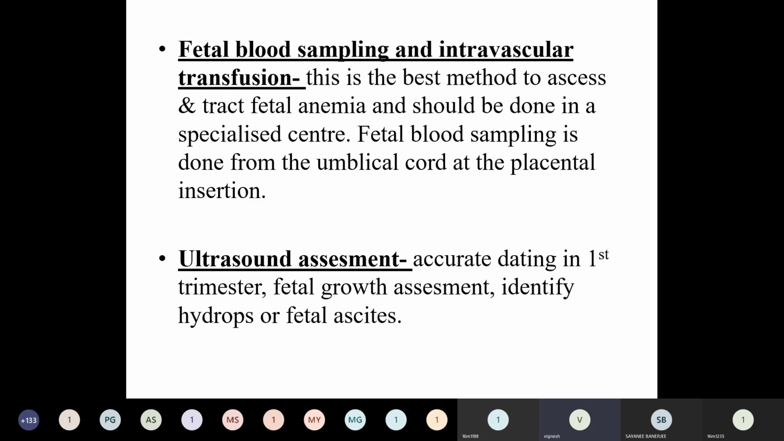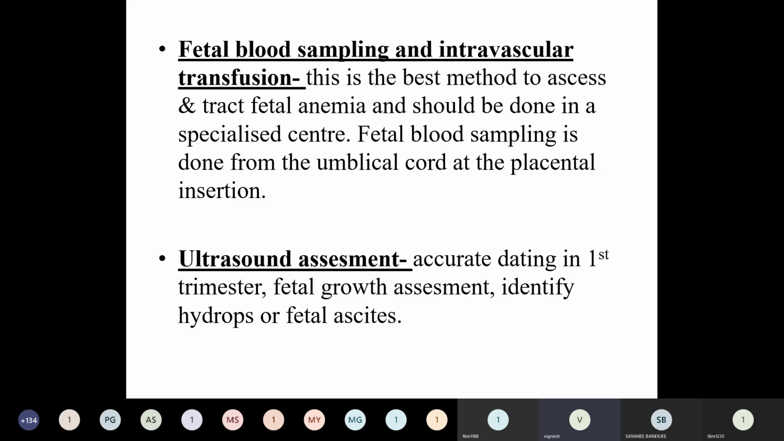Fetal blood sampling and intravascular transfusion is the best method to assess and treat fetal anemia, and it should be done in a specialized center. The fetal blood sampling is done from the umbilical cord at the placental site.